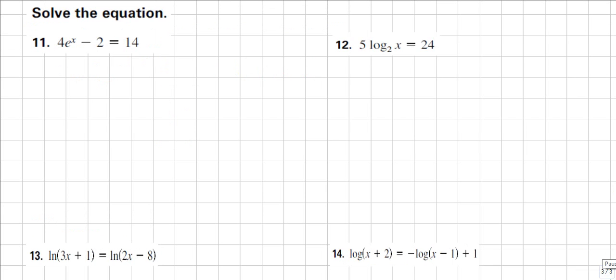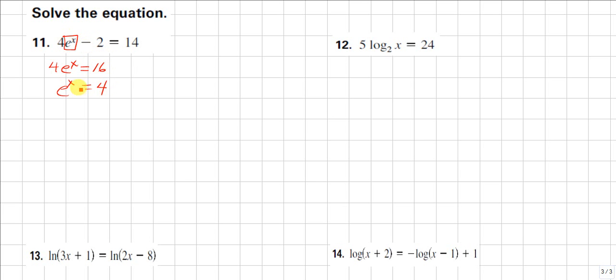Okay, the next four problems are solving both exponential and logarithm problems. The first thing we need to do is always isolate the part that is either the logarithm or the exponent. So I'm going to isolate this e to the x. I'm going to add 2 to both sides. That gives me 4 e to the x is equal to 16. Now I'm going to divide by the 4. So I've got e to the x is equal to 4.